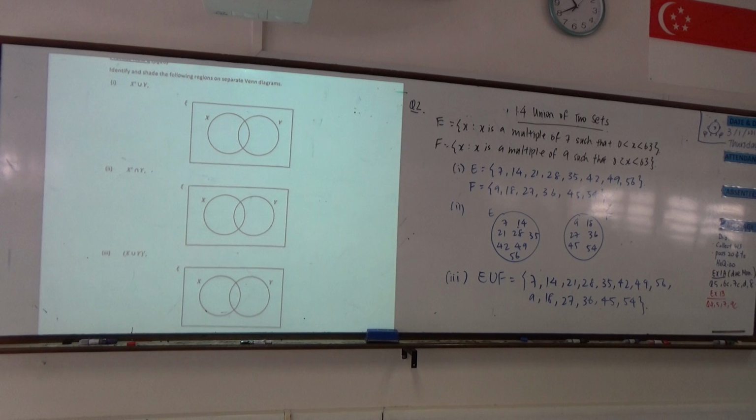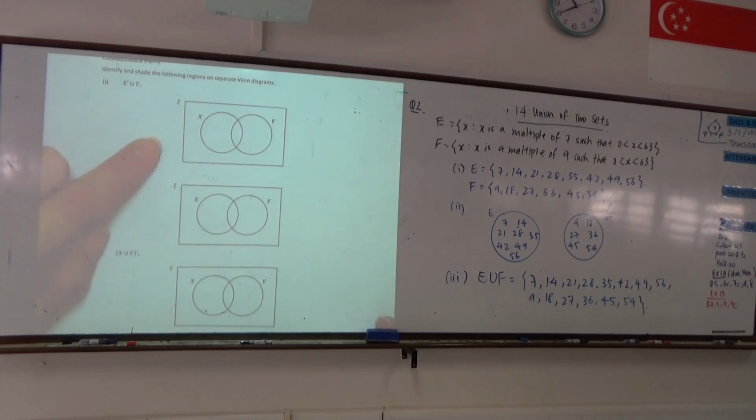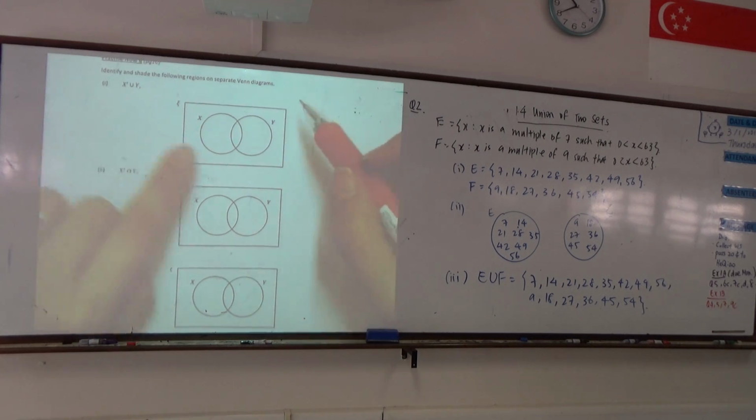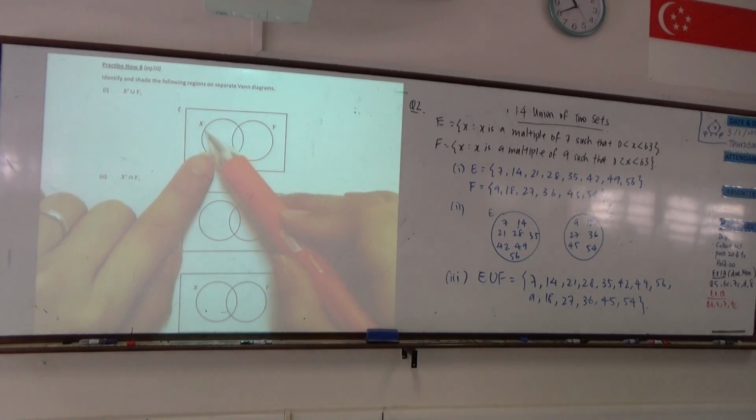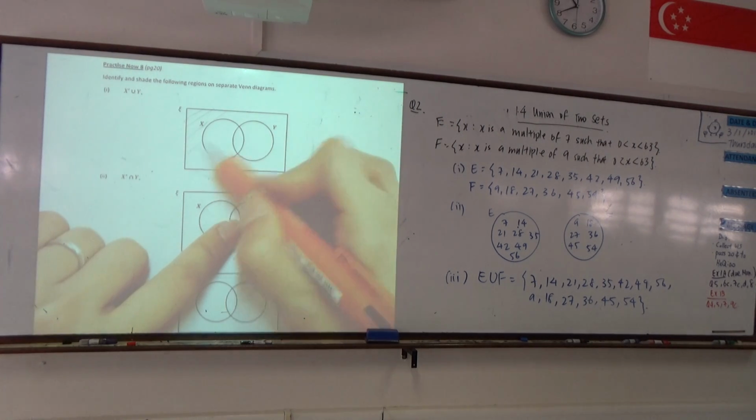So let's do the shading. Looking at Practice 8, page 20. In this Venn diagram, if I want to shade X complement union Y, what does that mean? X complement refers to anything that is not part of X. X refers to this circle. So X complement will actually be this entire part here.